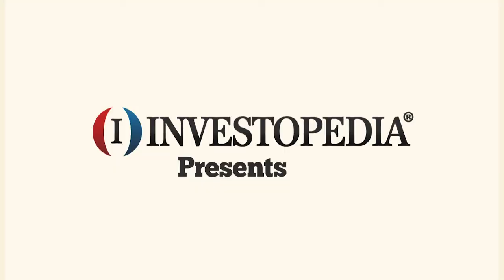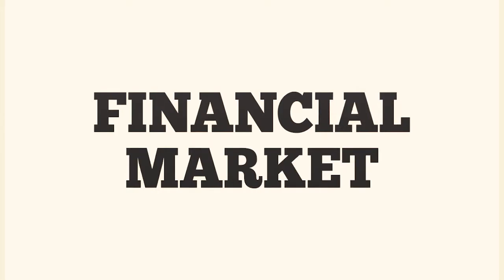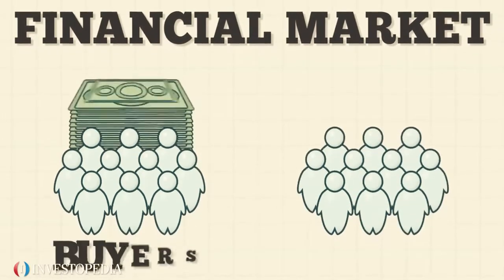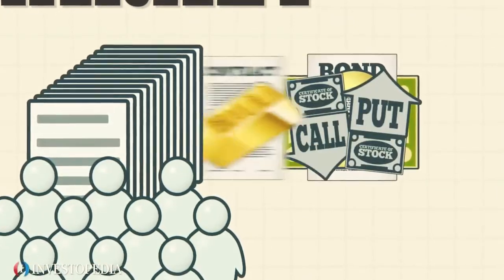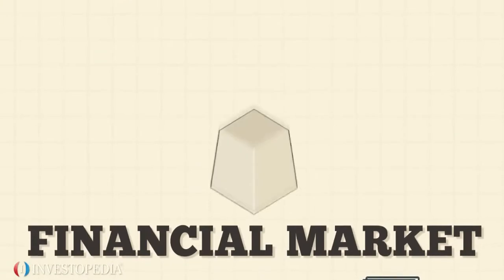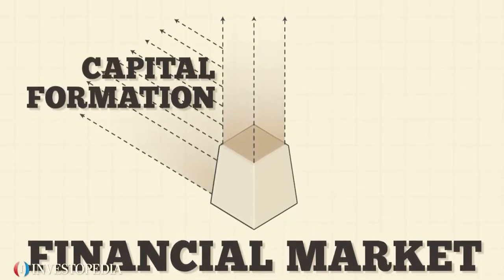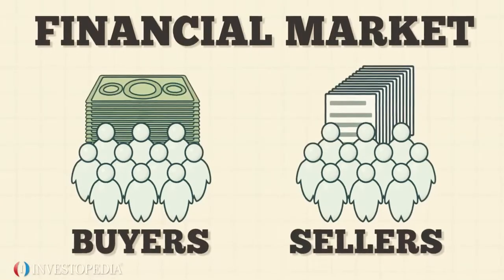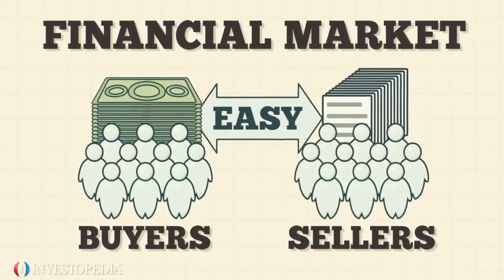Then, there is the gold standard, financial markets. Financial market is a broad term used to describe any forum where buyers and sellers meet to trade assets, usually financial securities such as stocks, bonds, currencies, options, and derivatives. Financial markets are a cornerstone of a capitalistic economy because they help facilitate capital formation and liquidity for entrepreneurs and businesses. Financial markets create liquidity by making it easy for buyers and sellers to trade their financial holdings.